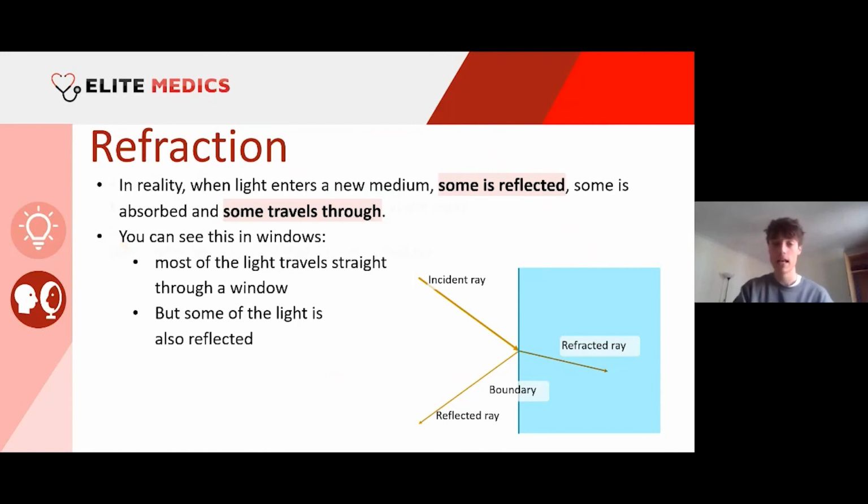Okay, let's do this last slide, and then it will be the lunch break. So in reality, when light enters a new medium, some of the light is reflected, some is absorbed, and some travels through. You've got everything at the same time. You can see this in windows, for example. Most of the light travels straight through the window, but some of the light is also reflected, and some of the light is also absorbed.